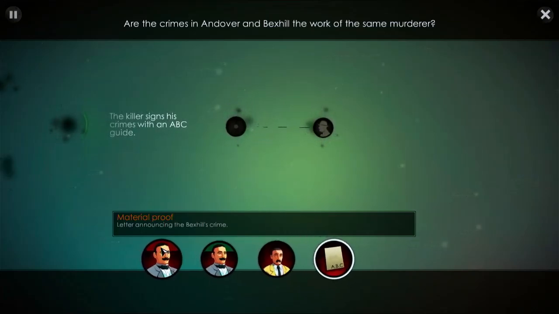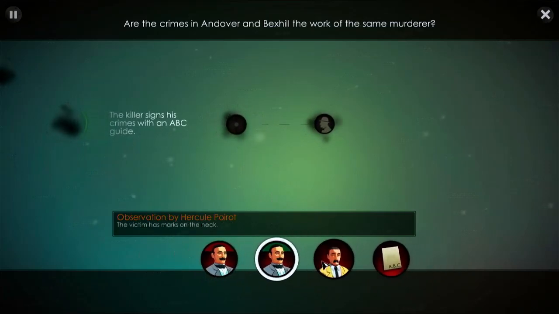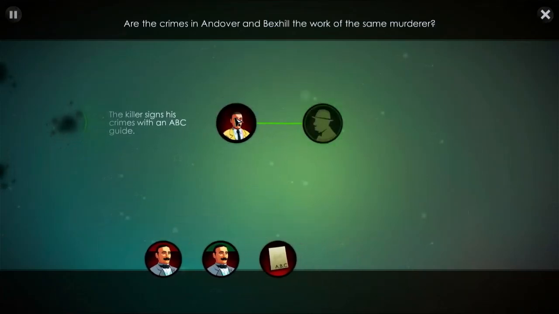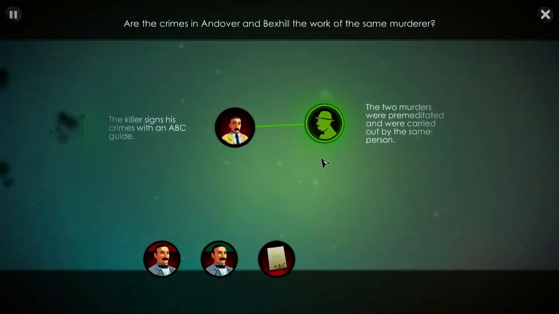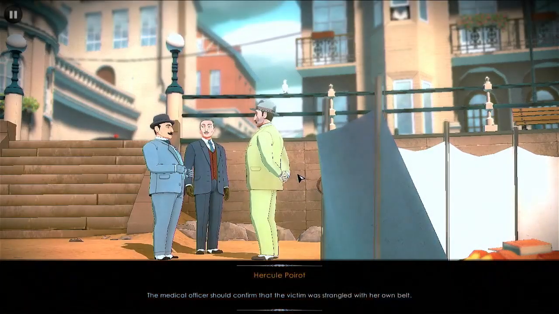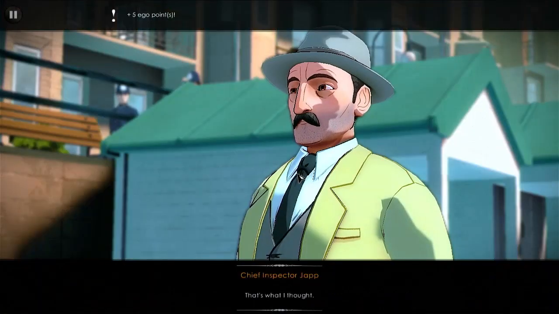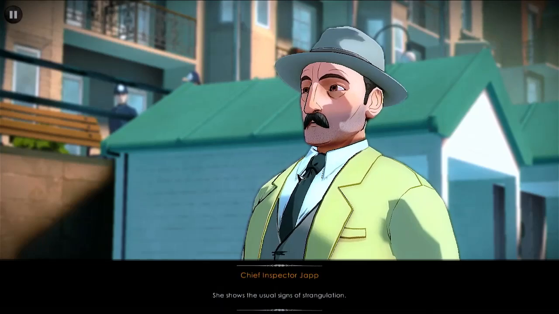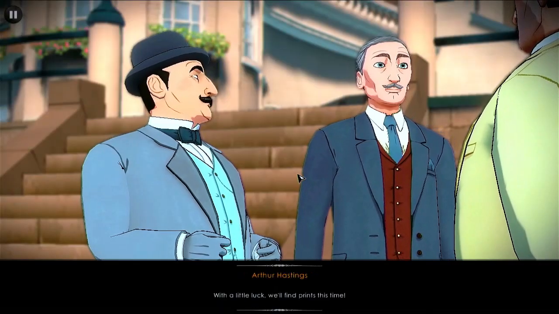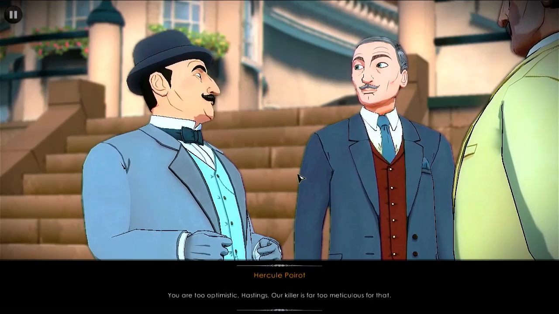Let's have a look. She has just one wound on the back of her head. Victim has marks on the neck. The press does not know. There we go. Shall we see if it's the press? So it can't be. The two murders were premeditated. The medical officer should confirm that the victim was strangled with her own belt. It's not a copycat, because nobody else knows. That's what we can assume. She shows the usual signs of strangulation. With a little luck, we'll find prints this time. You are too optimistic, Hastings. Our killer is far too meticulous for that.